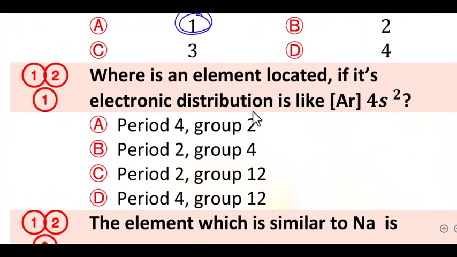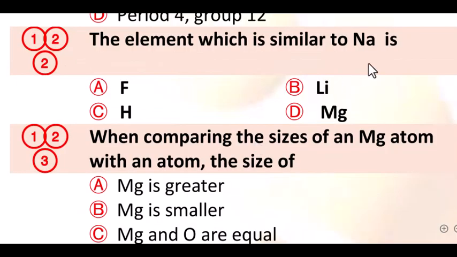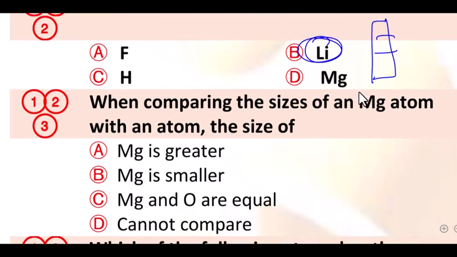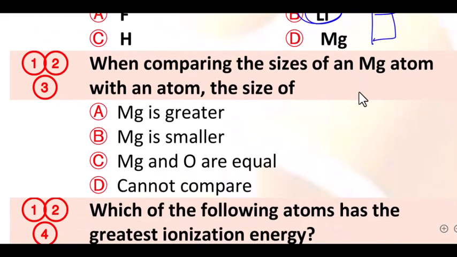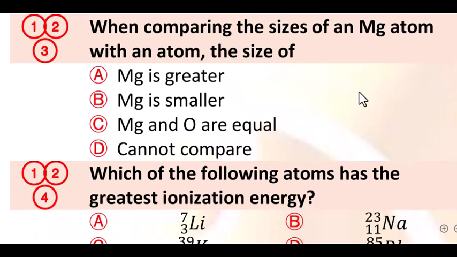Where is an element located if its electron configuration is argon 4s2? In period 4, group 2. The element which is similar to sodium, in the same group, which one here is in the same group? Lithium. Lithium, sodium, potassium, rubidium, cesium, francium are in the same group. Similar properties are found in elements in the same group, like fluorine, chlorine, bromine, iodine are similar.